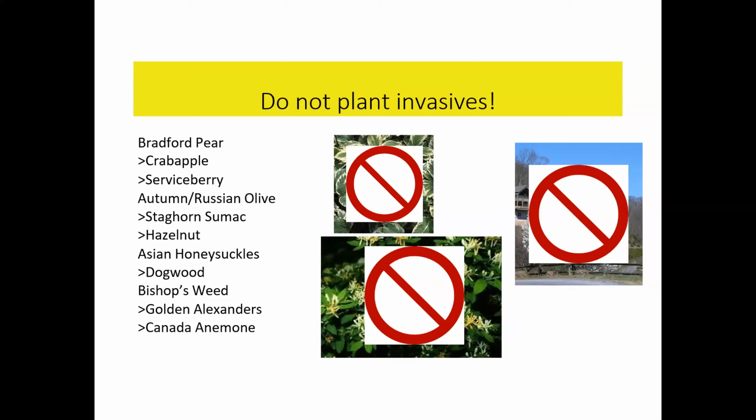And then Megan mentioned the Asian honeysuckles that have been just planted everywhere. We thought they were a good thing, and about 30 years later, we found out they weren't so good. So our native dogwoods are excellent replacements.